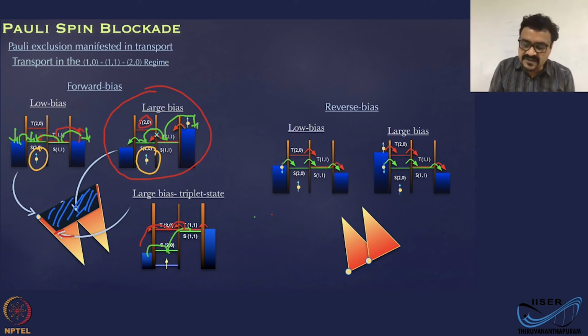Now let's look at what happens in the reverse bias case. Same configuration for the dot. Reverse bias, the spin down electron can go here. Okay. And if it is a spin up electron, it's not accessible, but it's okay. It will get replaced by a spin down electron because this level is in resonance with the drain. Okay, that is the situation when you have small bias.